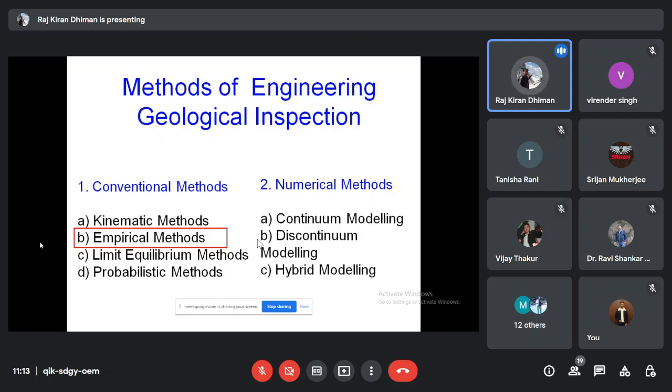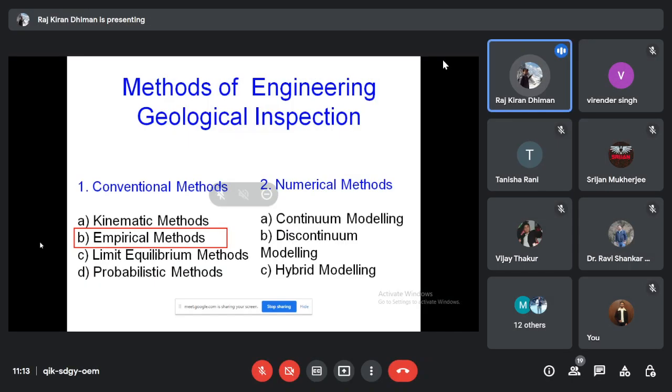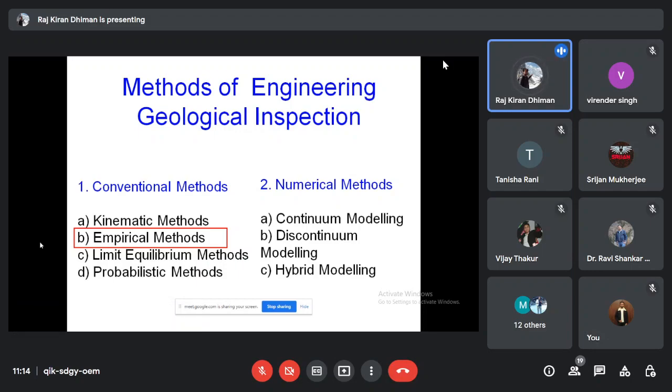This classification system is based upon observation. Romana first observed what factors are actually responsible for the failure of slopes. He observed different types of factors around the Spain area. He worked in Spain, and then he classified some major factors and gave the rating system.